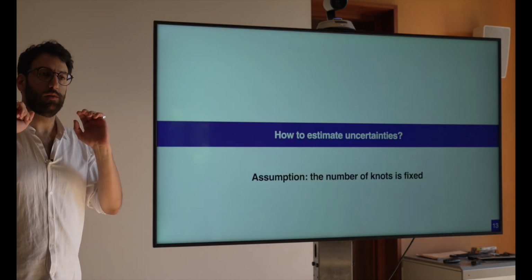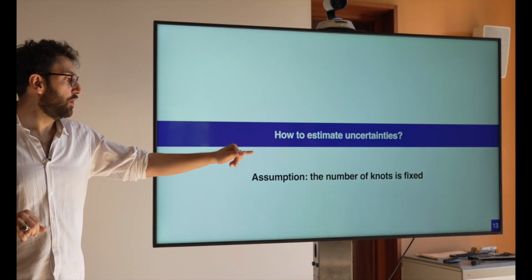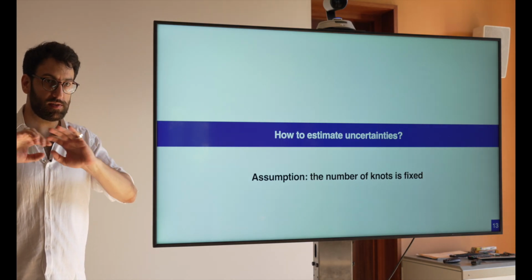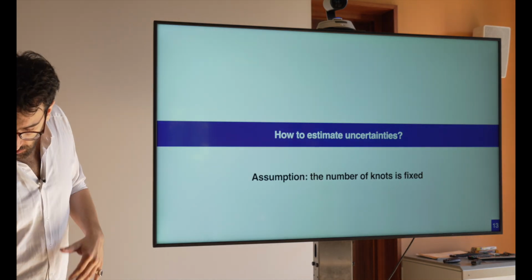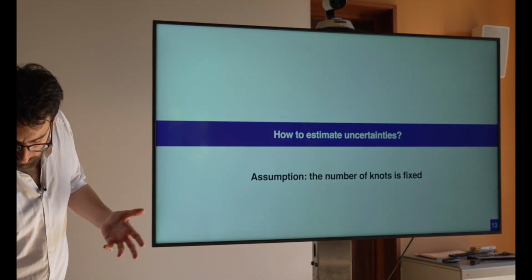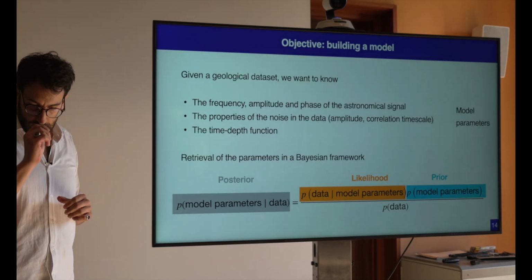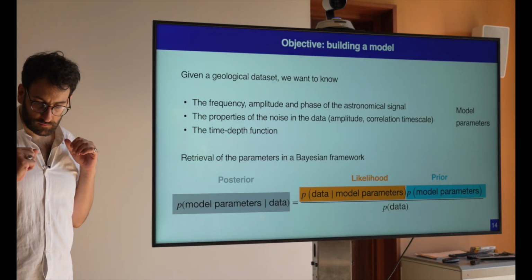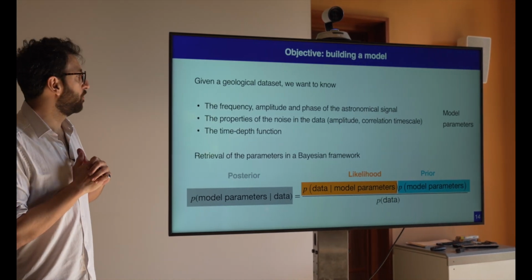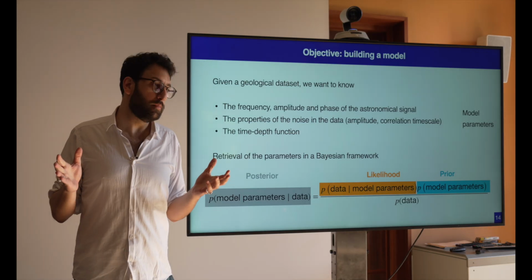Just a small reminder, in everything that I'm going to say today, the number of knots in the time depth function is fixed. So we just have the parameters of the astronomical forcing, of the time depth function and of the noise, but the number of knots is fixed. And so we are going to do the retrieval in the Bayesian framework. And the Bayesian framework is in fact kind of simple.